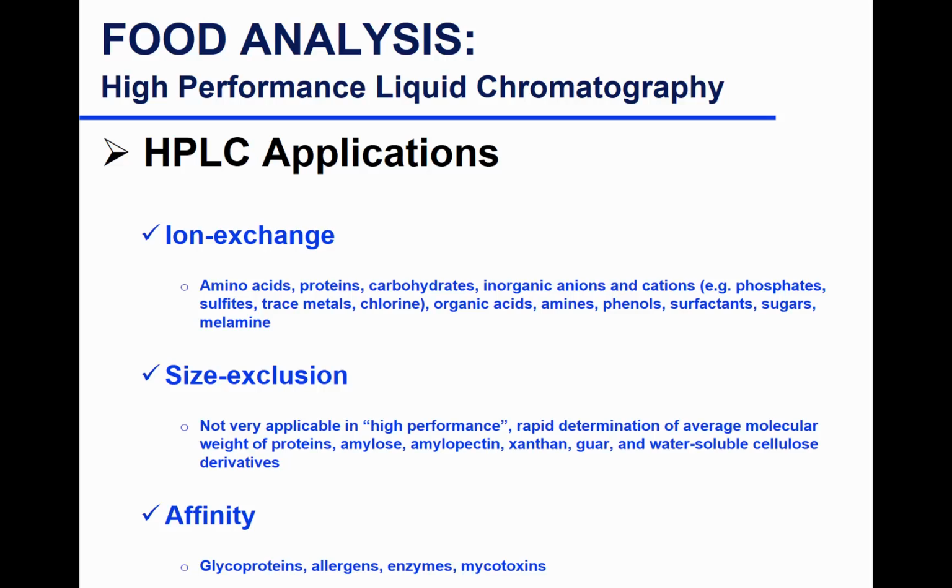Affinity chromatography. This is a very specific chromatography. You have to have a very specific type of interaction. It's great if you have it. It's a great tool. It would give you excellent sensitivity and detection. But it's very specific. So you would use antibodies or specific ligands for glycoproteins, antibodies for allergens, enzyme inhibitors for enzymes, and probably antibodies for mycotoxins. So it would be a very specific interaction between a molecule of interest and the ligand that you have bound to your stationary phase.